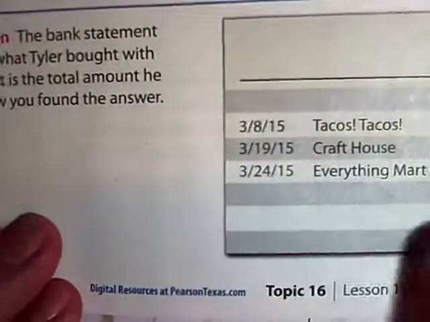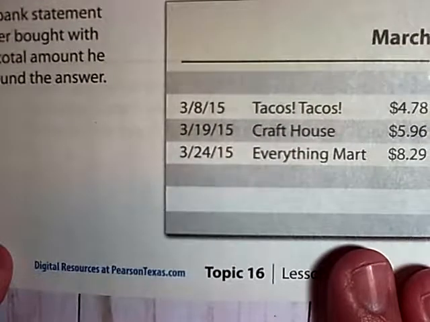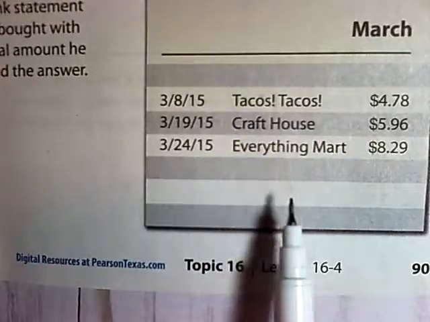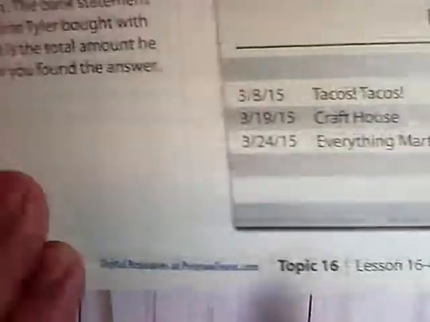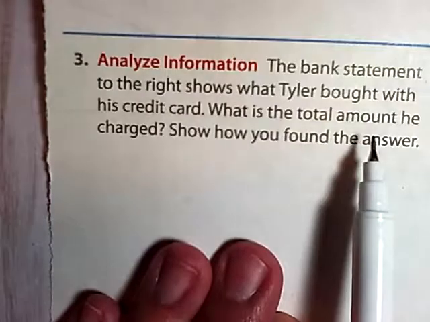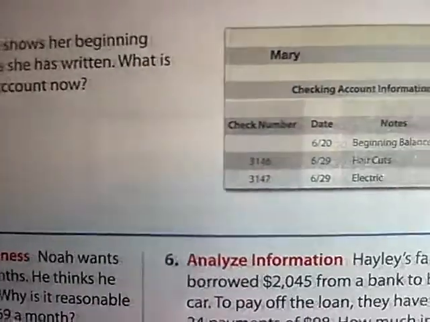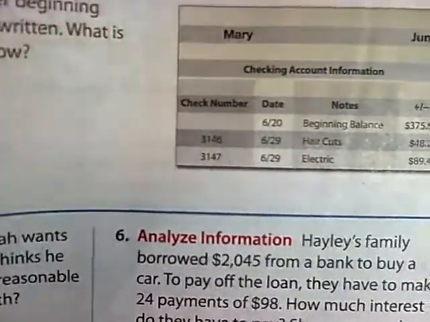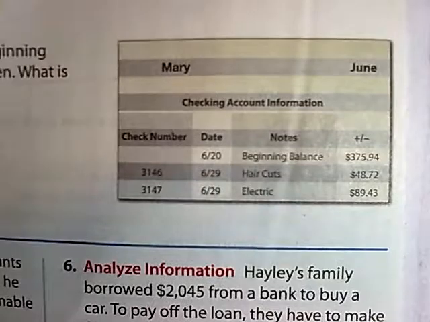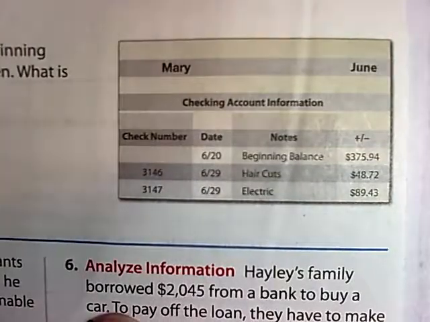On number three, we're going to have a credit card statement to look at. And we have three things that we pay for with a credit card. And the question is, what is the total amount that was charged to the credit card? Okay. In the back, you have something similar, but this one looks like a check register. So I want to kind of go over it with you. I'm not going to solve it, but I just want you to understand.